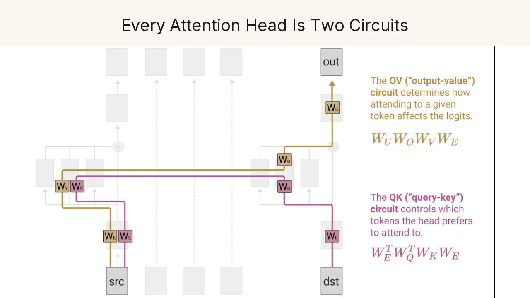There's a deeper reason this grouping is natural. Query and key only appear together as the product W_Q transpose times W_K, and output and value only as W_O times W_V. The model never used them apart. So the true parameters of a head aren't 4 matrices, they're these 2 low-rank circuits. That single decomposition is what turns attention from a black box into something readable.